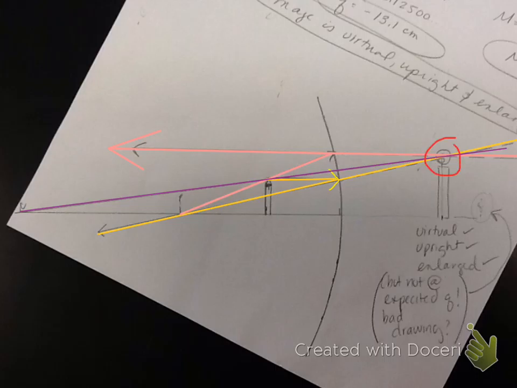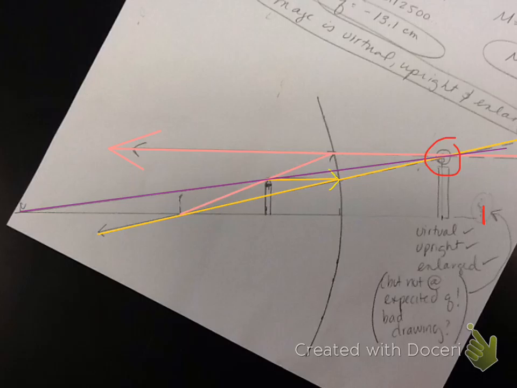Now, that confirms that it's virtual, so it's behind the mirror. It confirms that it's upright because the point where they meet, the top of the object, is above the principal axis. And it confirms that it's enlarged because the point where they meet is higher than the height of the object itself. Now, I made a note on my key, yes, my drawing confirms all of those things. However, based on my scale, I predicted Q being out here. It's not. So I suspect, for myself, slightly sloppy drawing.